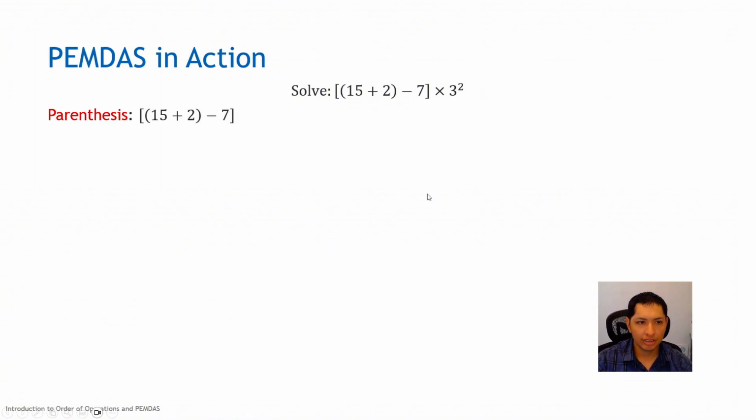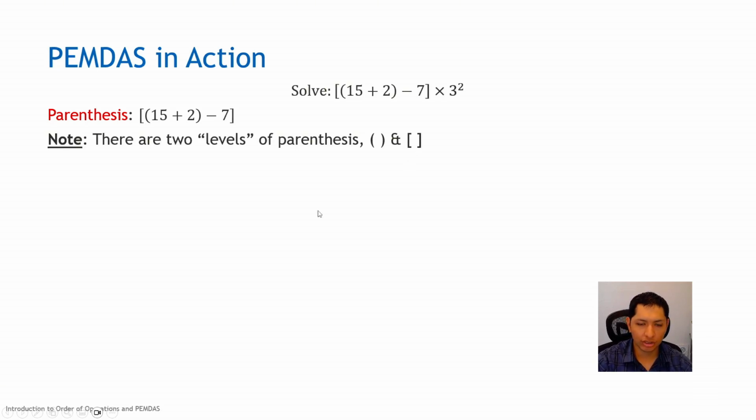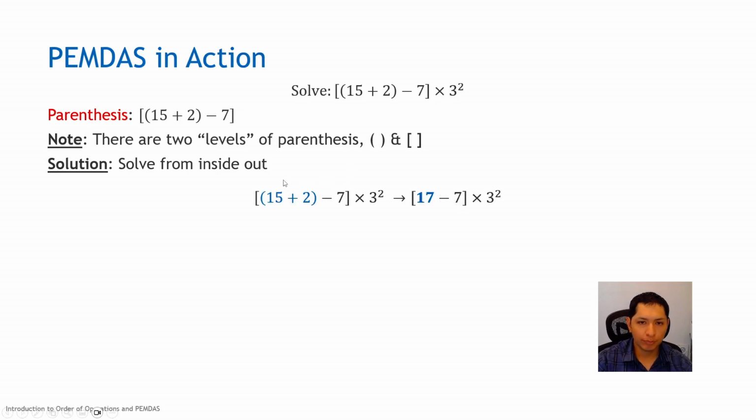So the first step is parentheses. So we have this big parentheses, right? We have 15 plus 2, but then we have a bigger parentheses, or square brackets, a bigger grouping, and it includes minus 7. So when there are two levels of parentheses, in this case the regular parentheses and the square brackets, what you do is you work from the inside out. So the innermost grouping is the 15 plus 2 parentheses. So we'll start there. 15 plus 2 is what we're going to solve first, and that is 17. Now that we've solved that, we plug that back into the original equation, and that now looks like 17 minus 7 times 3 to the second power.